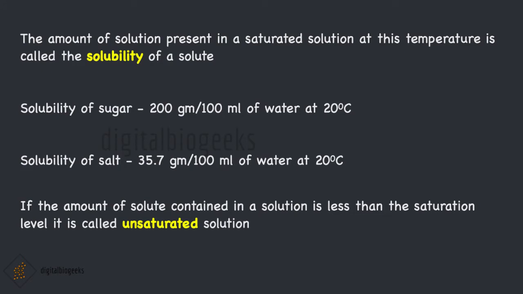From the above experiment, we can conclude that different substances have different solubilities at the same temperature. Solubility of sugar is 200 grams per 100 ml of water in 20 degrees centigrade and salt is 35.7 gram per 100 ml of water at 20 degrees centigrade. The concentration of a solution is the amount of solute present in the given amount of solution. Concentration can be calculated in three ways.